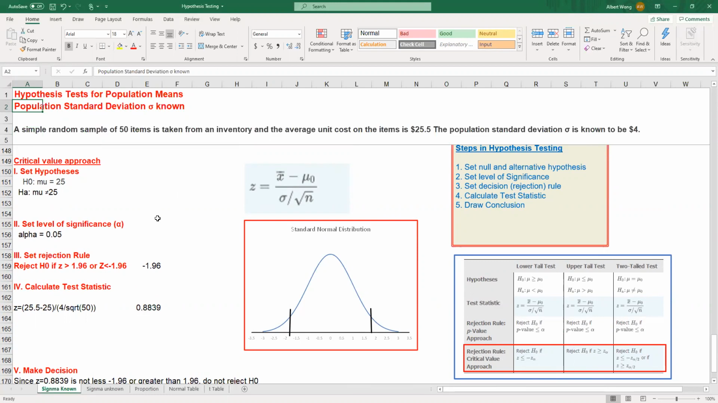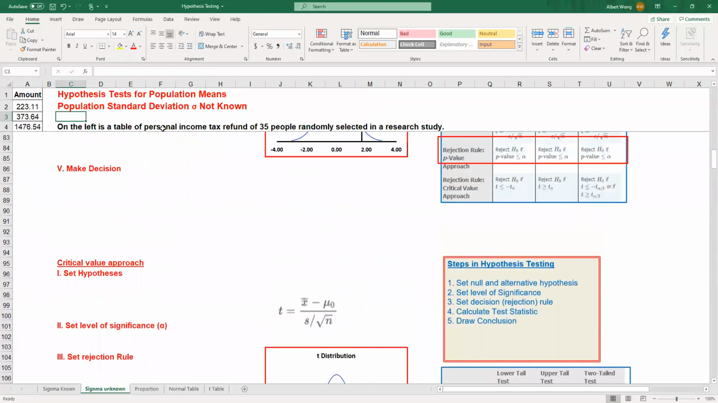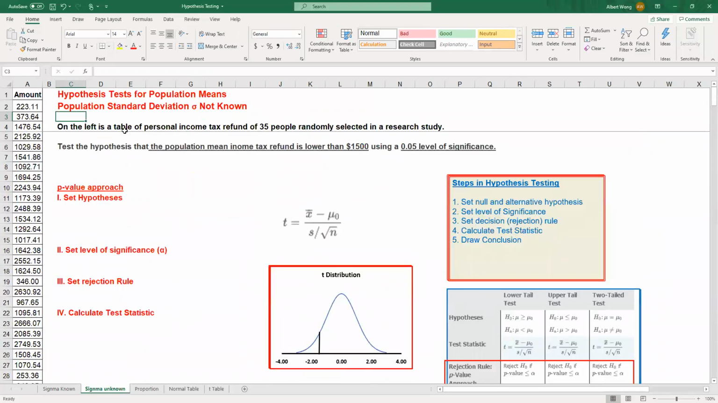So the next step for us is to look at hypothesis tests for population mean when the population standard deviation sigma is not known. How do you know sigma is not known? Because it's not in the question, or in practice, you actually do not know. So let's get started. In this example, on the left is a table of personal income tax refunds of 35 people randomly selected in a research study. There's no mention of the population standard deviation, so you know that the techniques we learned in the previous example are not applicable. You have to do something else.